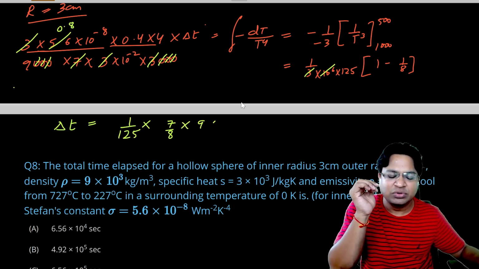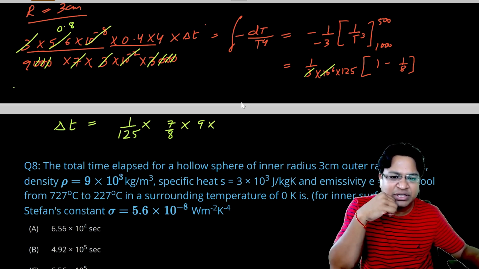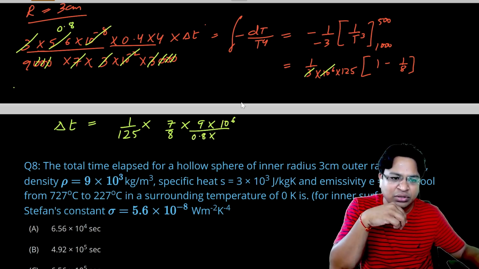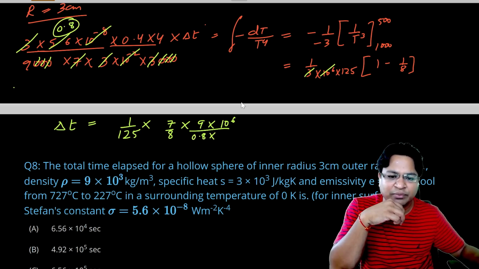We have a 10 raised to the power minus 2 left. Okay. So 10 raised to the power minus 2 and 10 raised to the power minus 8. So that is 10 raised to the power minus 6, which will come here and become 10 raised to the power 6. So I've taken care of that. Zero point 0.8. Okay. So this will become 0.8 into, this I've taken care of, into 1.6. Okay, so I've taken care of this.